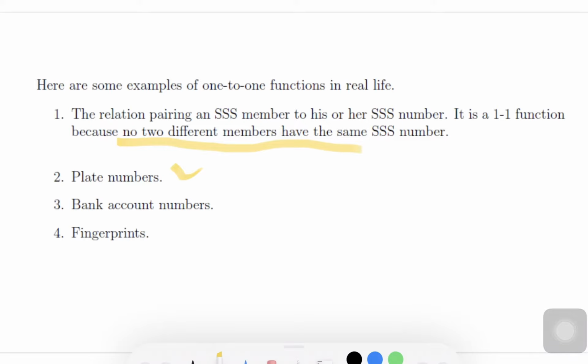Then, we have the bank account numbers, of course. One account, for example, when you open an account in your bank, there is only one account number, right? One account number for every account in a bank. But you can open many bank accounts, but with different numbers. They are all different numbers. And of course, fingerprints. Every person has different fingerprints. So that is also a one-to-one function.